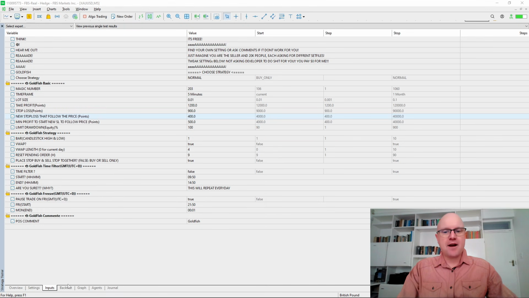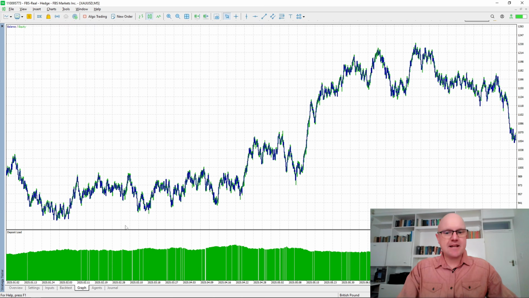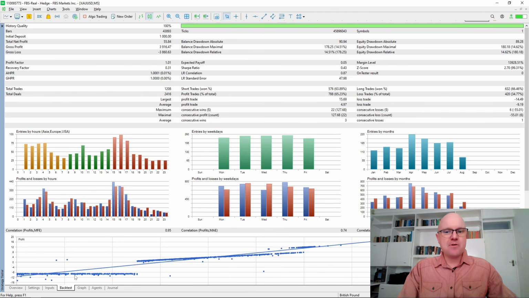So now that we've run our first strategy test, we'll see now we have a profitable expert advisor. However, it's only barely break even. This is reflected in a profit factor of 1.01 and a total net profit of $55 with a maximum equity drawdown of over $180 and a 65% win rate.